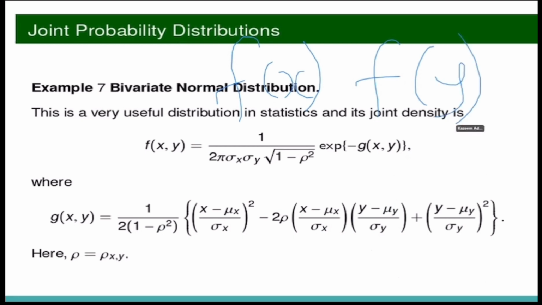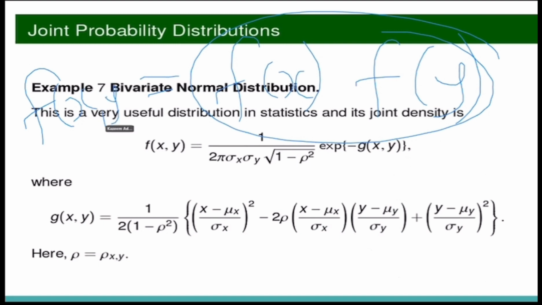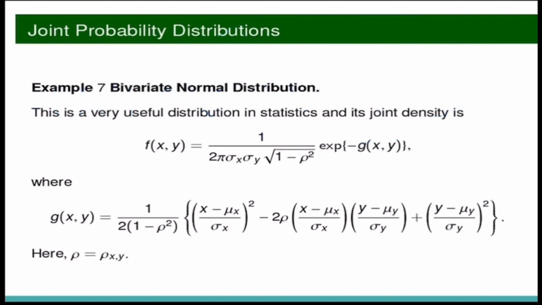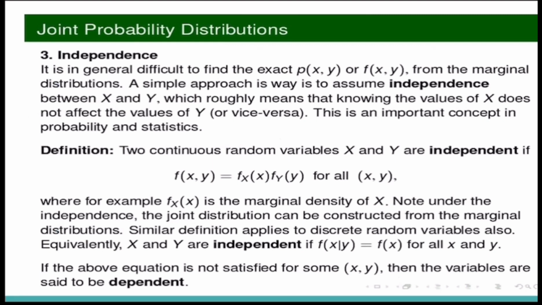And don't forget, when f of x multiplied by f of y is f of x, y, then you are trying to say x and y are independent. If x and y are independent, you expect the correlation to be equal to 0. Does that make sense? So this is what I'm talking about here. This is a condition for independence. It's another condition for independence.